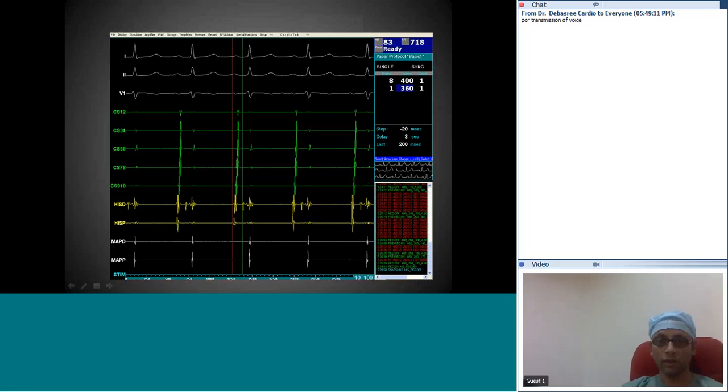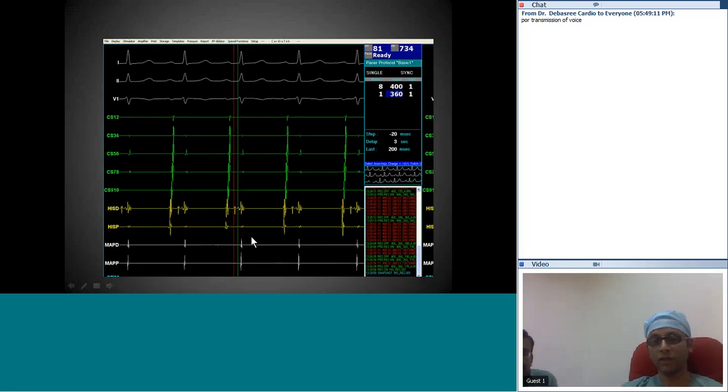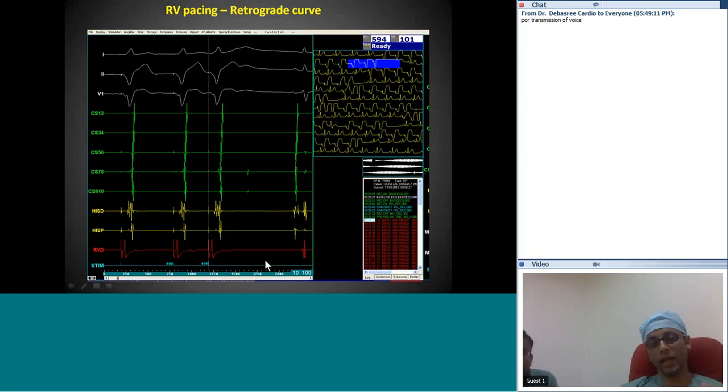And also what you can see is there is a gap between the A and the V, and the PR interval is normal. So there is no pre-excitation. So this is a normal conduction. The next thing which we measure is the HV. And then we start our EP study.